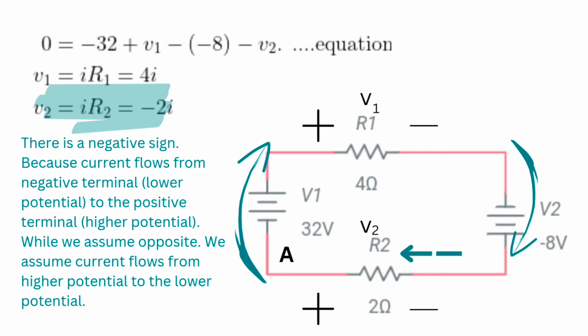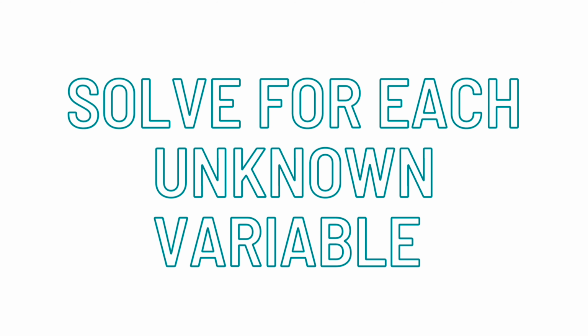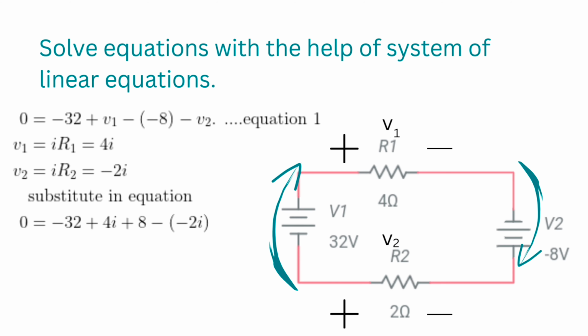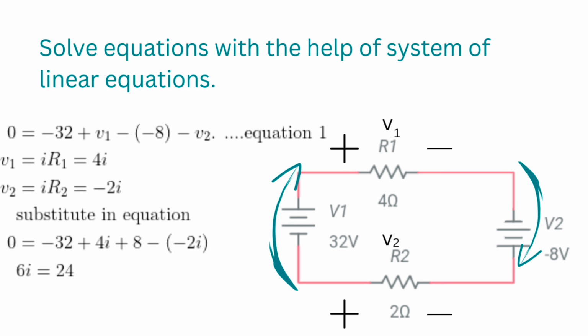Now the direction of current in V2 is opposite. We assume current flows from higher potential to lower potential, but this is the loop current which flows from lower to higher potential. Now solve for unknown variables. Here are three unknown variables, V1, V2 and I. So let's solve.